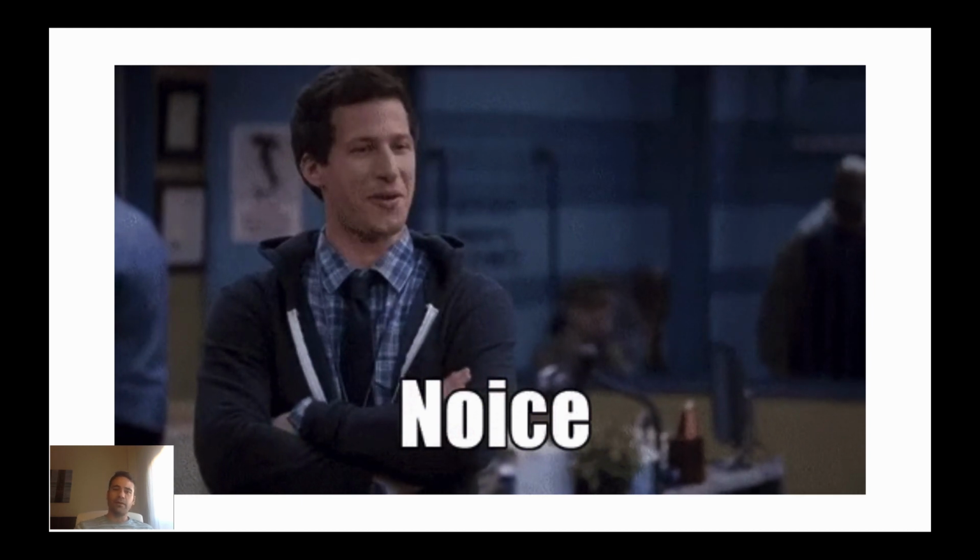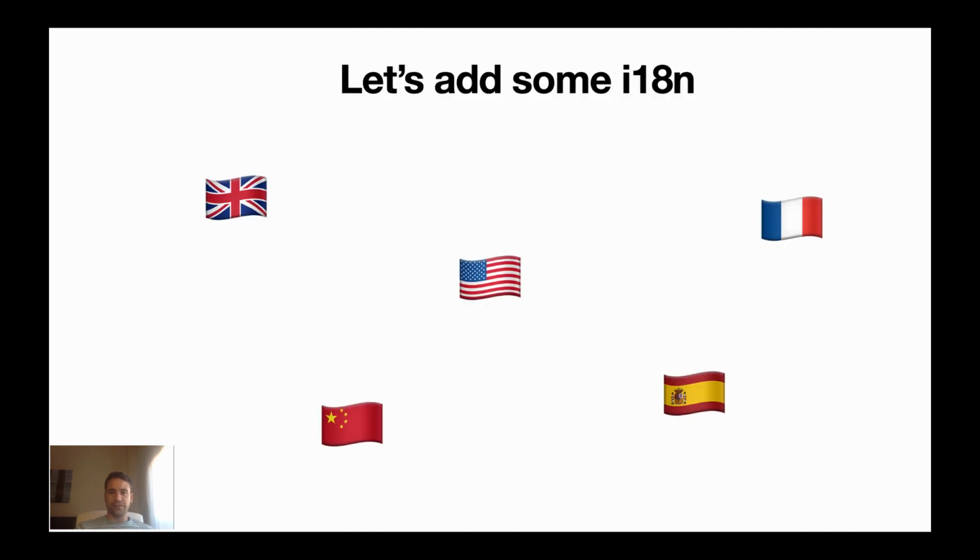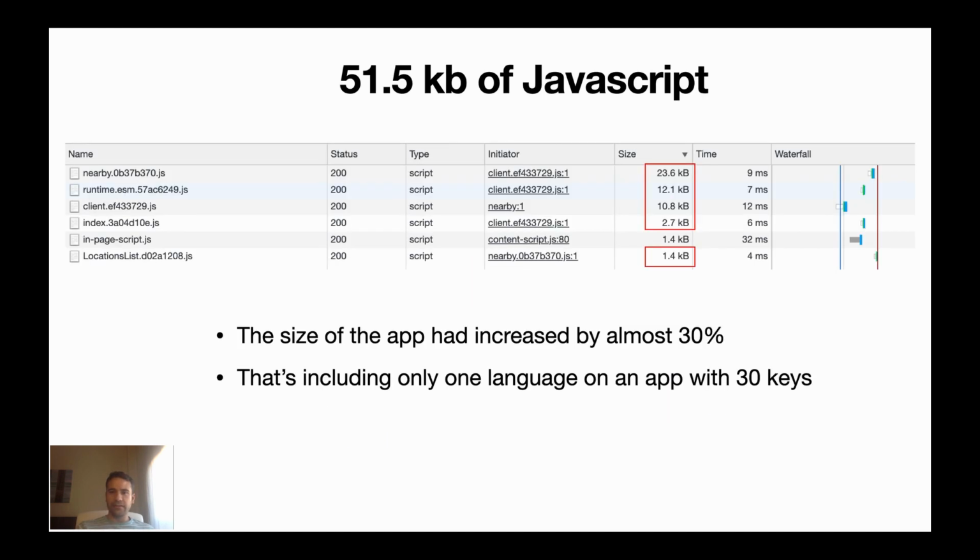There was only one feature left to add on the app, and that was internationalization. So I thought, okay, let's research the libraries and pick the most popular one and carry on. And when I did, this is what I found. Just by adding an internationalization library and maybe 30 keys, my app grew from less than 40 to more than 50. That was almost a 30% increment over the original size, and that was again with very, very few keys.